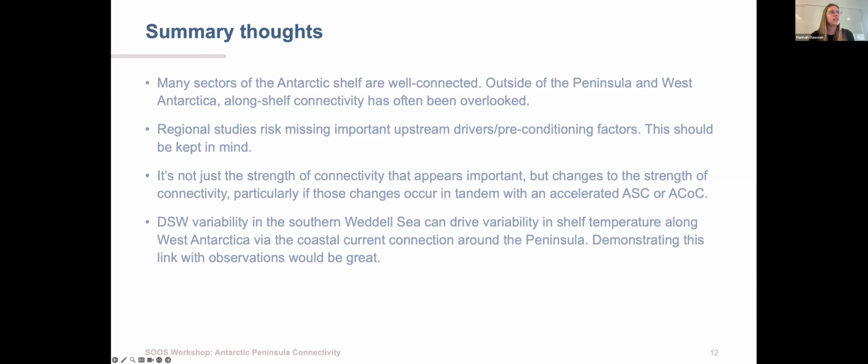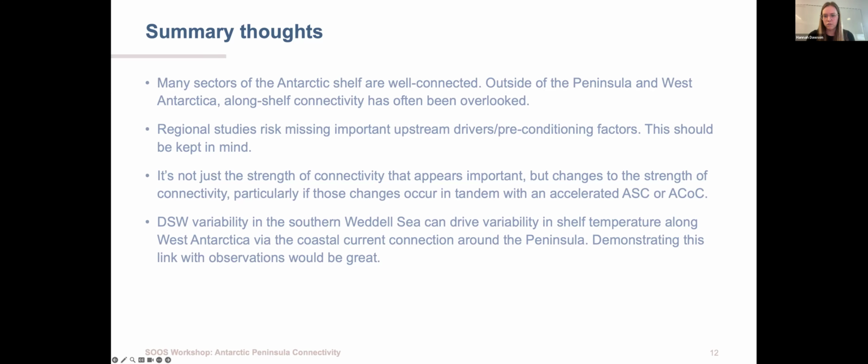Yeah, okay, and I just want to end on some summary thoughts. And they are that many sectors of the Antarctic shelf are well connected. Outside of the Peninsula and West Antarctic region, I think that long shelf connectivity has sometimes been overlooked in favour of, I guess, studies exploring cross-shelf exchange. And the risk of that is that regional studies of the shelf, and again, I'm thinking here about modelling studies, might miss important upstream drivers or preconditioning signals, such as changes to sea ice production that might result in a salty or fresh anomaly propagating along the shelf.